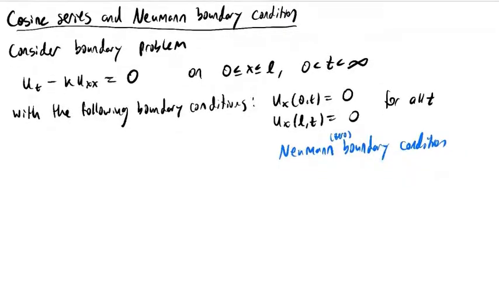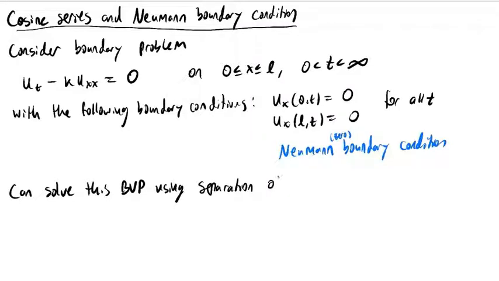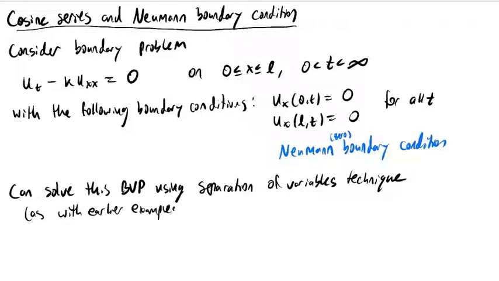Right, okay, and so you can solve this boundary value problem using the same techniques that we saw earlier. So using the separation of variables technique, as with earlier examples. And so this will be another problem on your homework 6, so you get more practice with separation of variables. And again, I'll give you some hints to guide you through the solution.